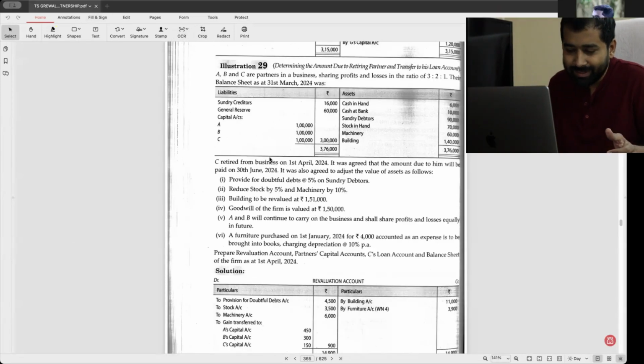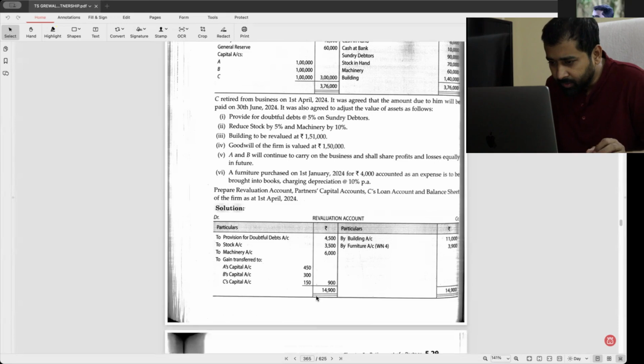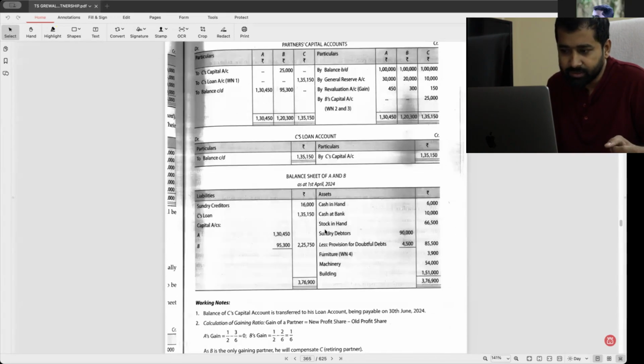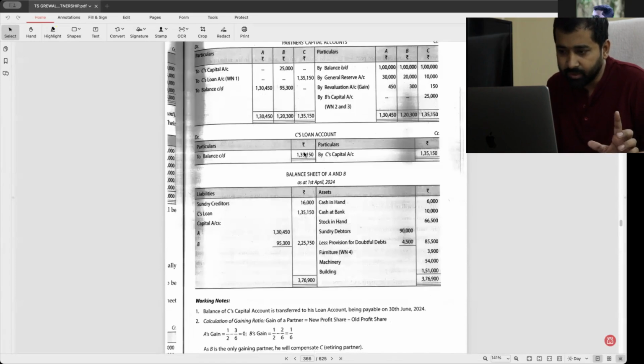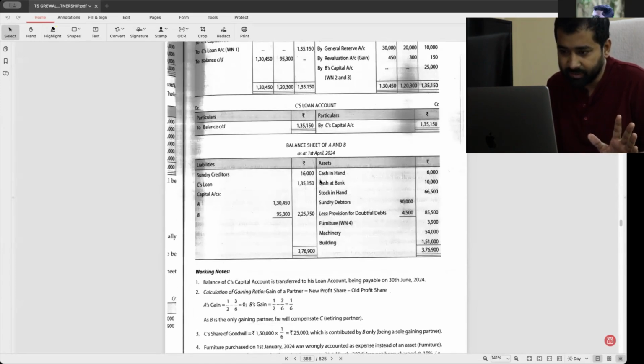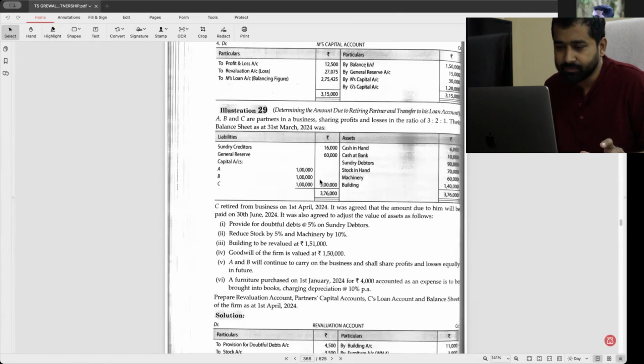So as per our pattern, what we have understood, how to start: all three things I'm writing first. I'm making all the formats, revaluation account format, partners capital account, and balance sheet. Loan account at the end we are going to make. So loan account you keep aside. We will see how to deal with that, right?